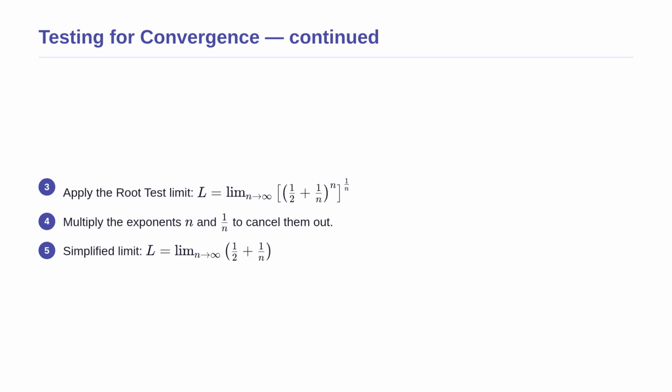Continuing with our setup, we apply the root test by taking the limit as n goes to infinity of the nth root of our term. We place the entire expression inside square brackets and raise it to the power of 1 over n. Because raising a power to another power means we multiply the exponents, the n and the 1 over n perfectly cancel each other out. This beautifully simplifies our limit, stripping away the outer exponent entirely, leaving us with a much easier expression to evaluate.